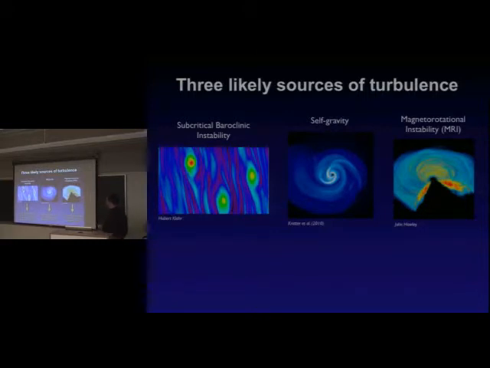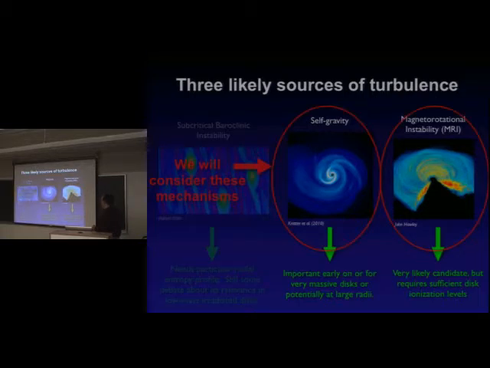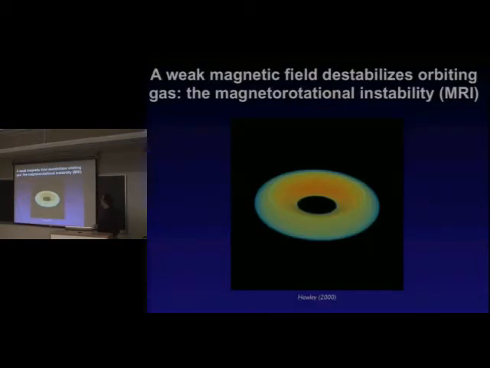But the problem there is that it requires sufficient ionization levels. The gas has to be well coupled to the magnetic field. I'll describe that a little bit more in detail. But these are the 2 mechanisms I'm going to talk about in this talk. So first, starting with the magnetorotational instability.